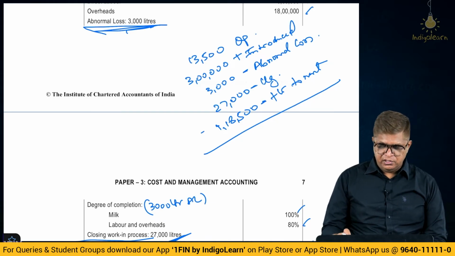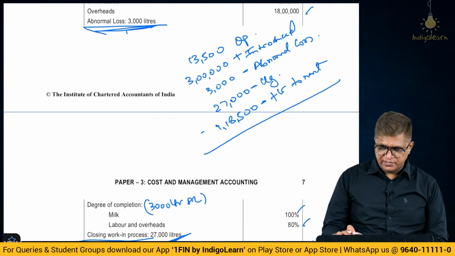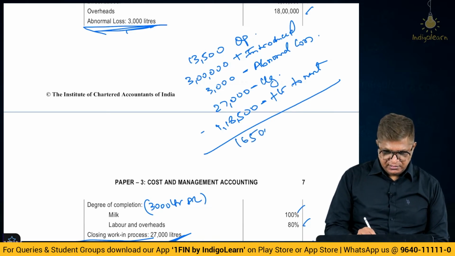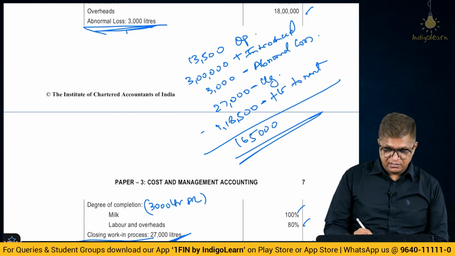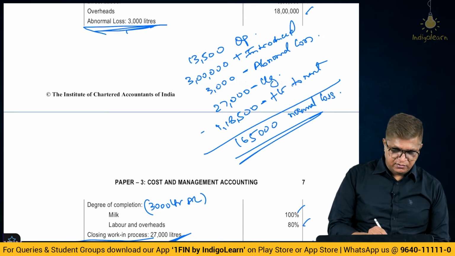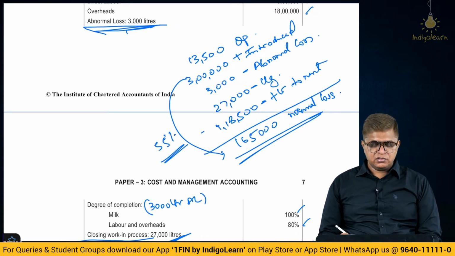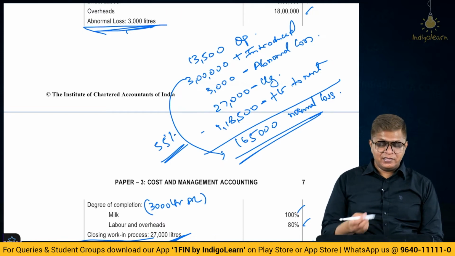So if we do a small math, 13,500 plus 3 lakhs minus 3,000 minus 27,000 minus 1,18,500 is 1,65,000. This 1,65,000 is nothing but the normal loss, which is equal to 55% of the material introduced, that is 3 lakh. So this is a small reconciliation which will be helpful when we are preparing the equivalent units.